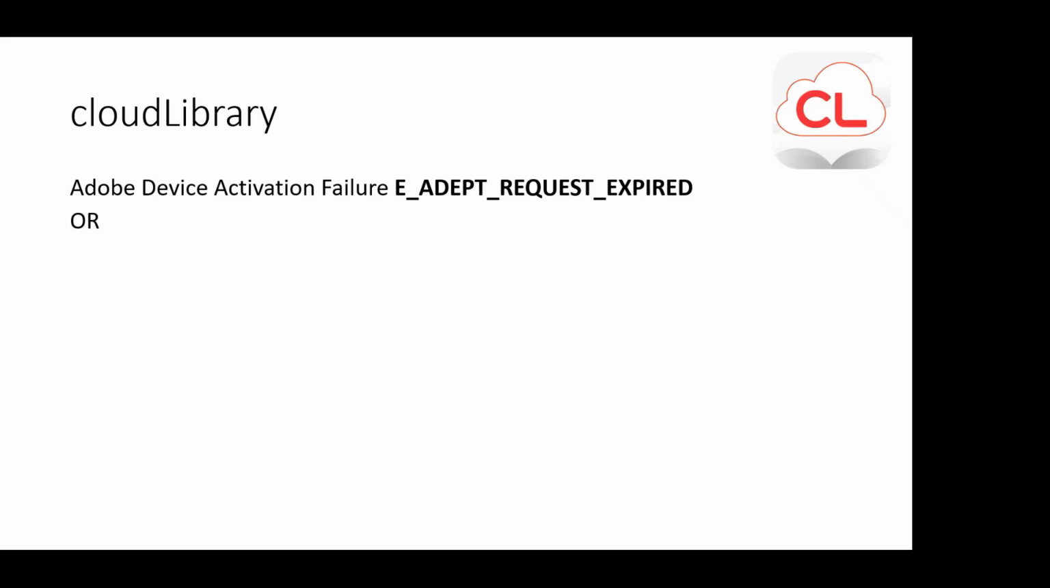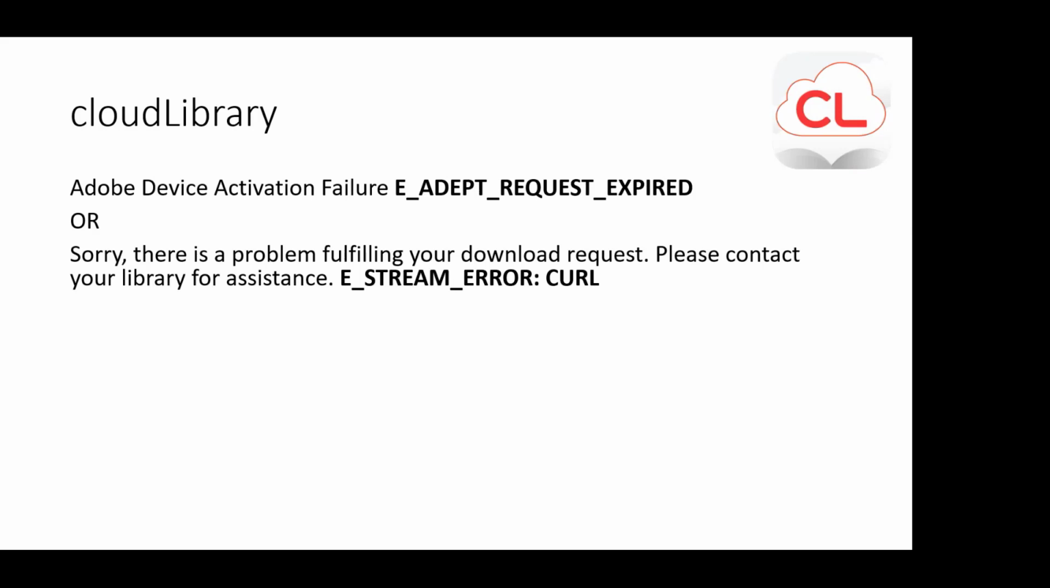The first message you might see actually has two variations, a request expired or a stream error. These two have the same solution. These messages will most likely occur if the patron is using an e-reader such as a Kobo or a Kindle. The first step is to check the ebook in.